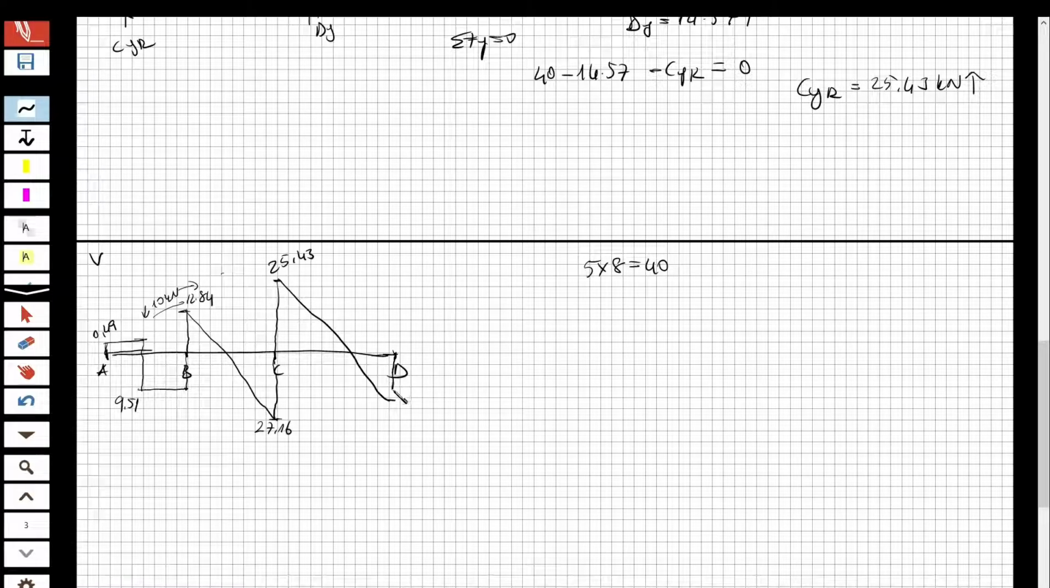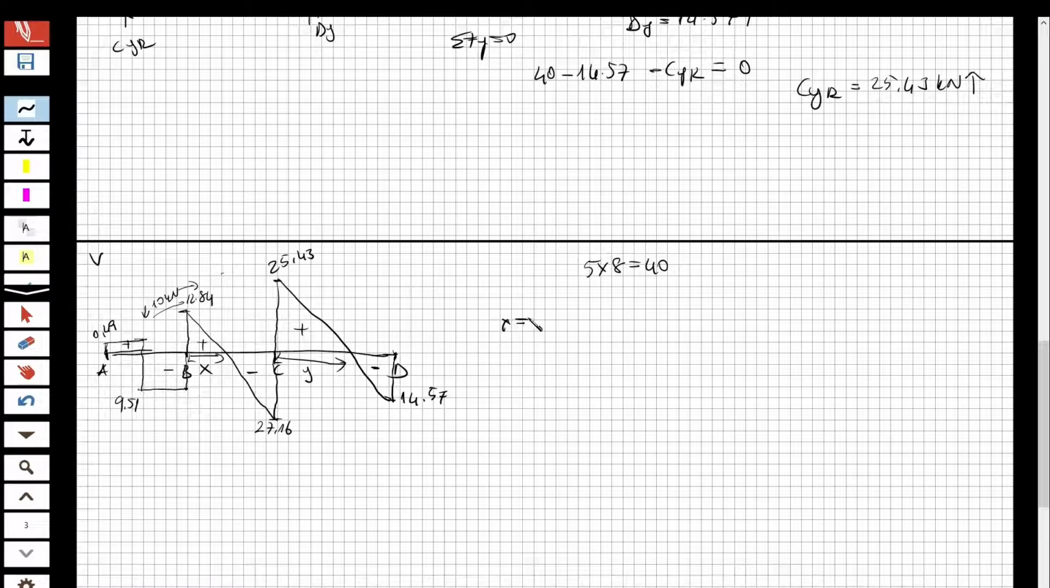Yeah, for example, this is my point. Okay, 14.57. Right. 14.57. Now I draw the shear diagram. This is positive, negative, positive, negative, positive, and negative. For example, this length is y, and this length is x.